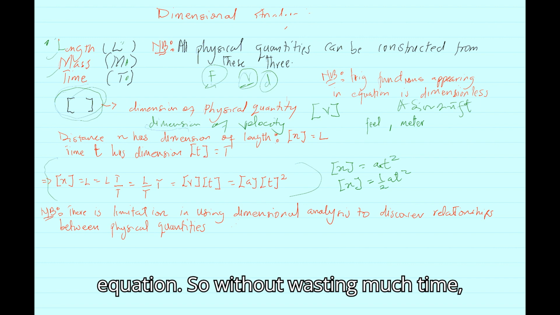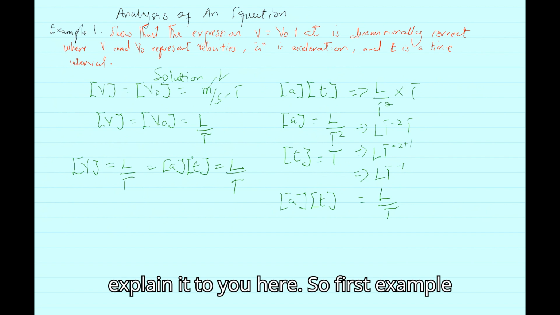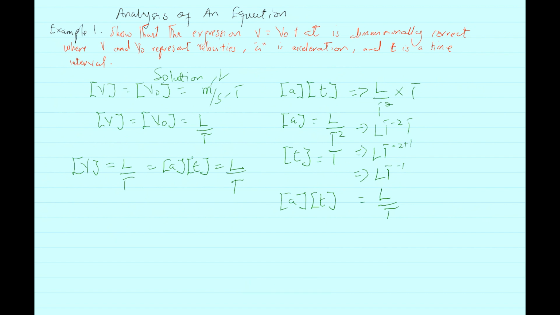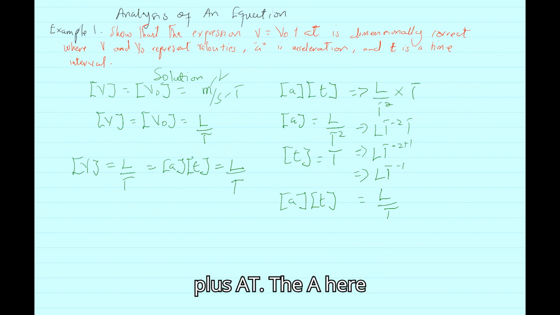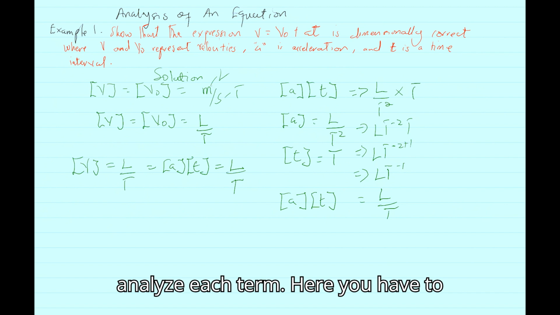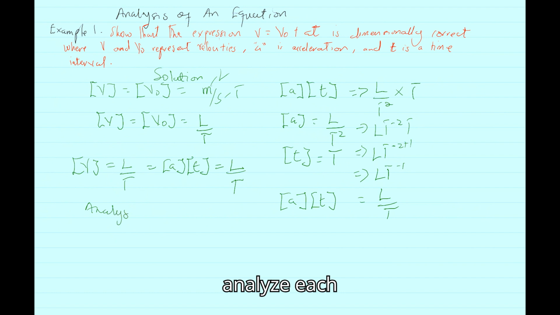So without wasting much time, let's see our first example here, which I've already solved, but I'll explain it to you. The first example says that we should show that the expression v, which is velocity, is equal to the initial velocity v naught plus a t, where a is acceleration and t is time, is dimensionally correct. The strategy for solving this kind of question is, first of all, you have to analyze each term here. You analyze each term.